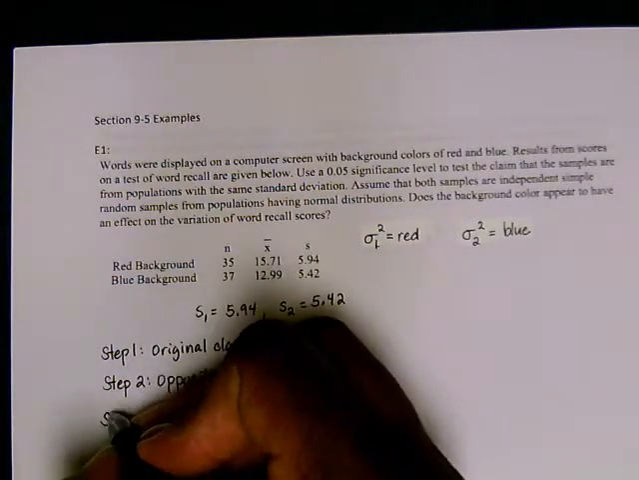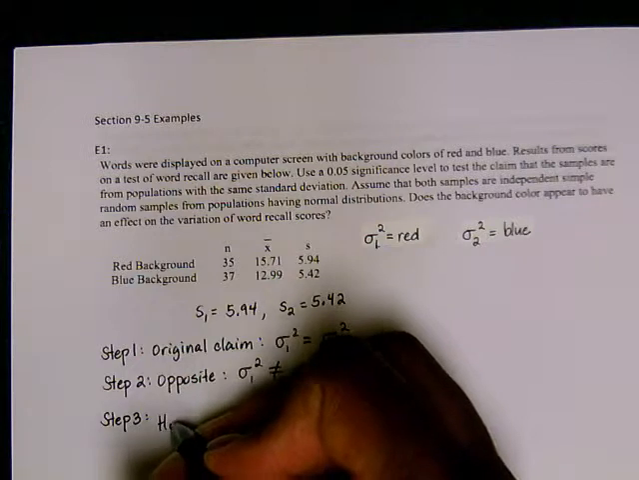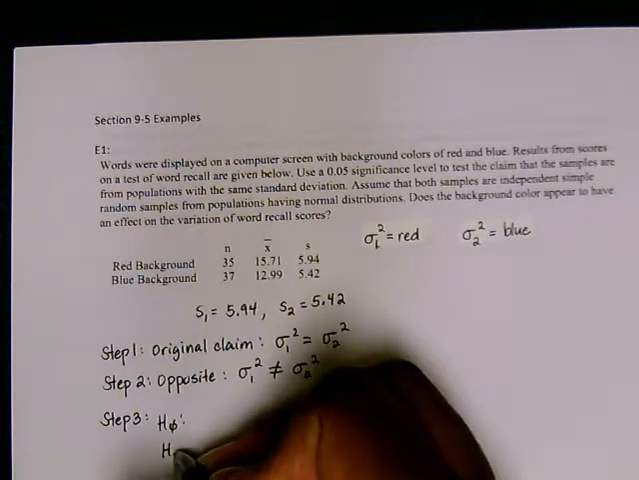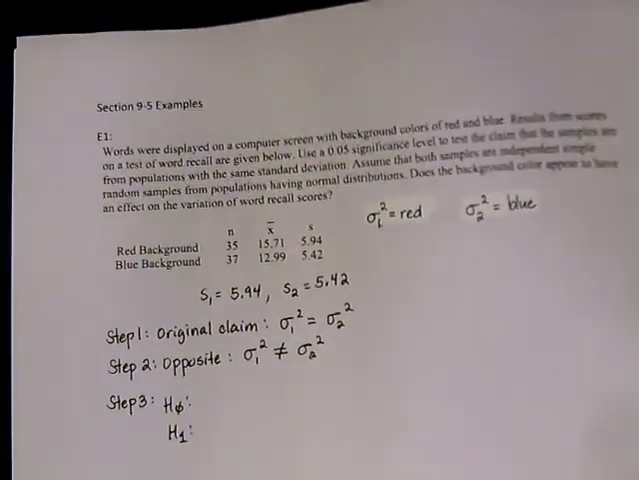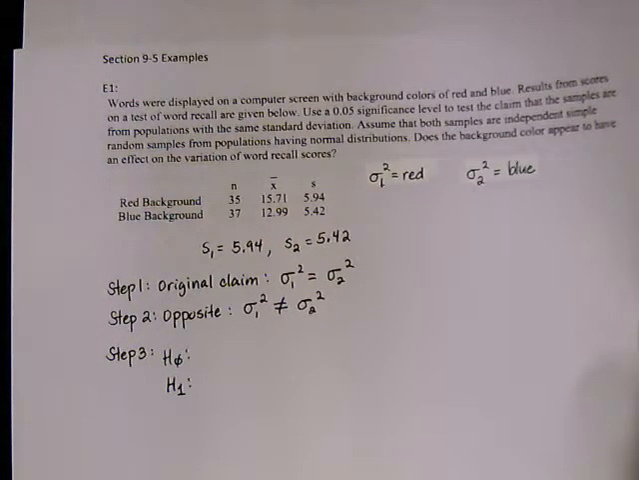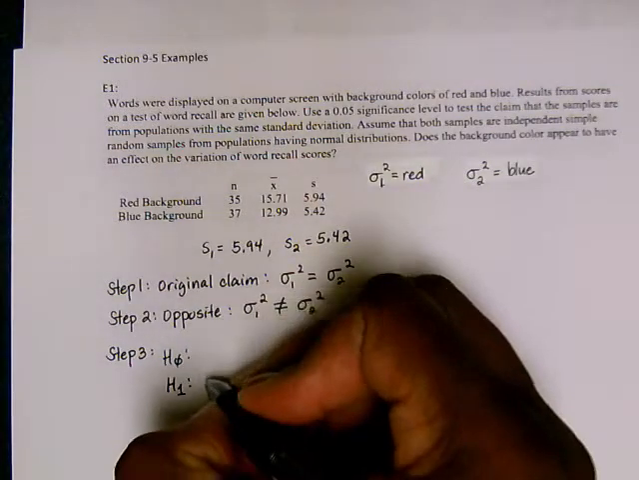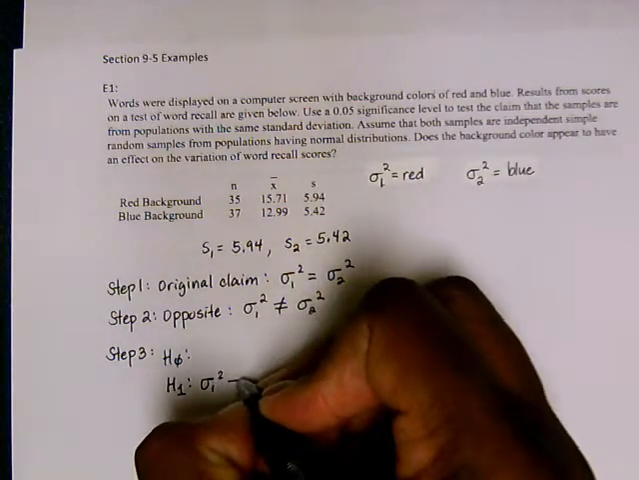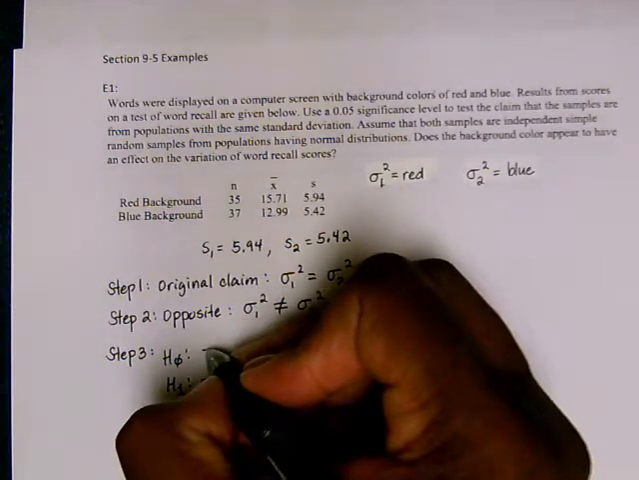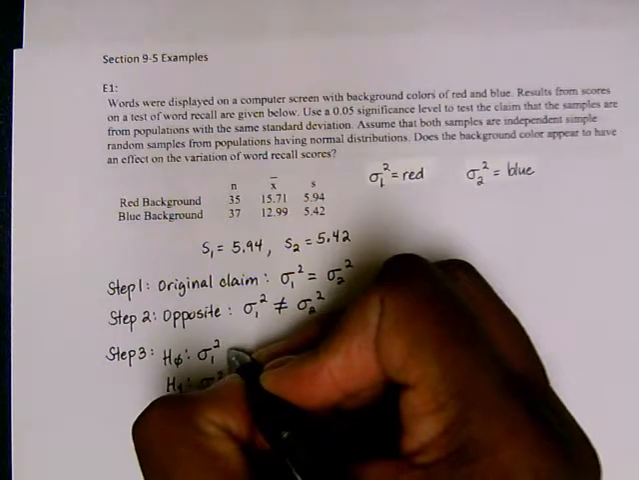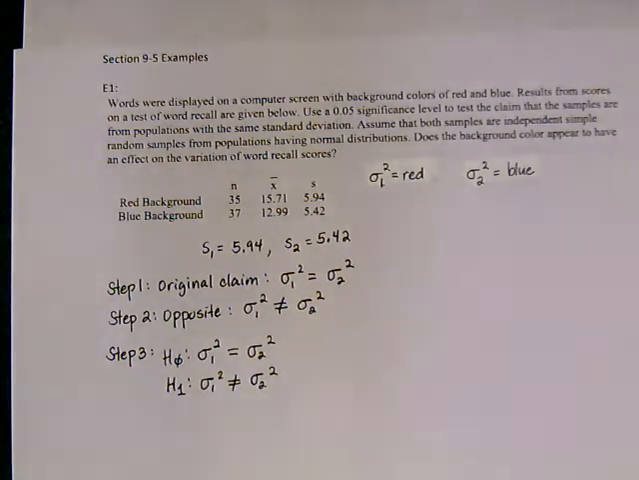And then step number 3 is writing the null and the alternative hypothesis using steps 1 and 2. So in this case here, the alternative is the one that has the not equal to. So it'll be sigma 1 squared not equal to sigma 2 squared. And then your null is the one that has the equal sign in it. So sigma 1 squared equals sigma 2 squared.